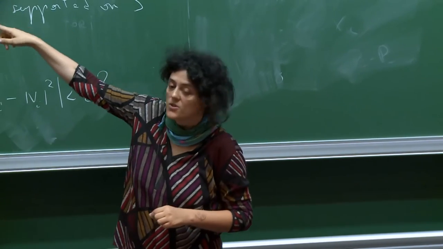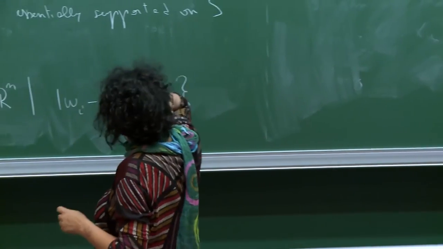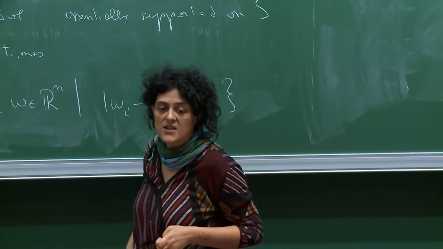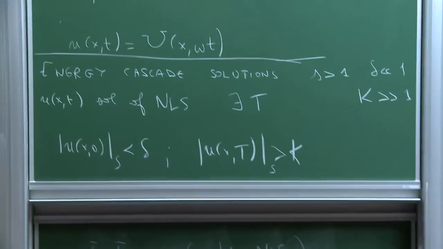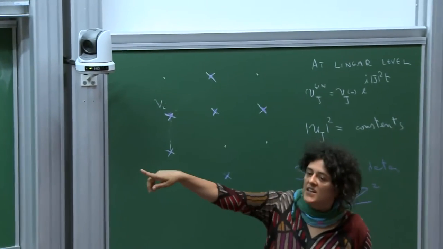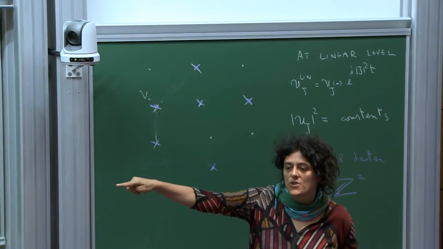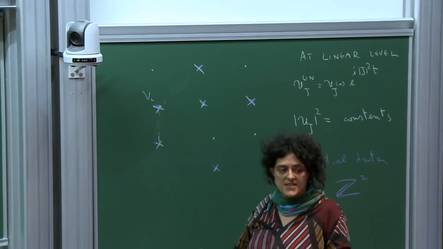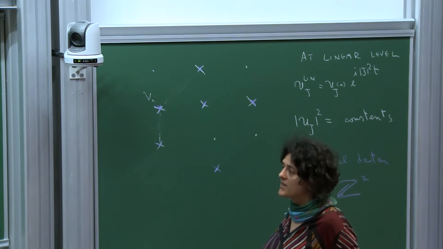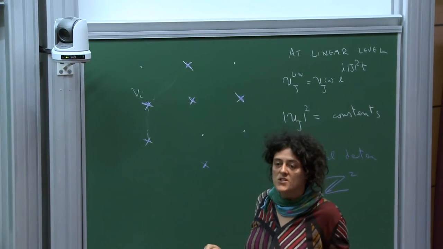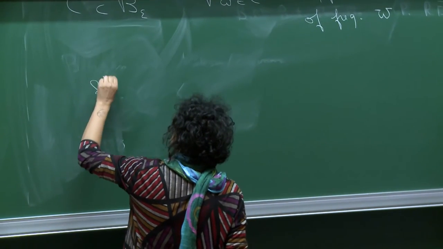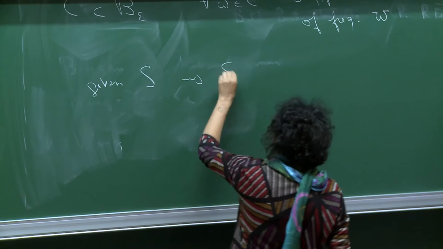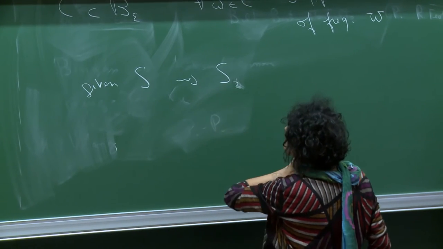So this is what you should be watching for. What does this set S mean? And then when I have my energy cascade solutions, in fact, you can play a very simple game. If you give me any set S, like in the quasi-periodic solutions, I can produce on this set S an unstable quasi-periodic solution. Actually, I will produce an unstable periodic solution. And then, given S, I can give you another set, which I can call S2.